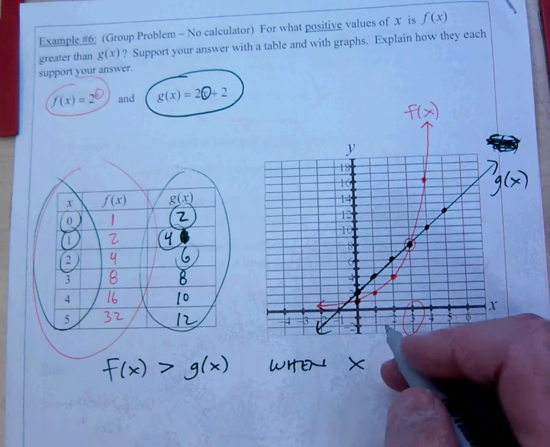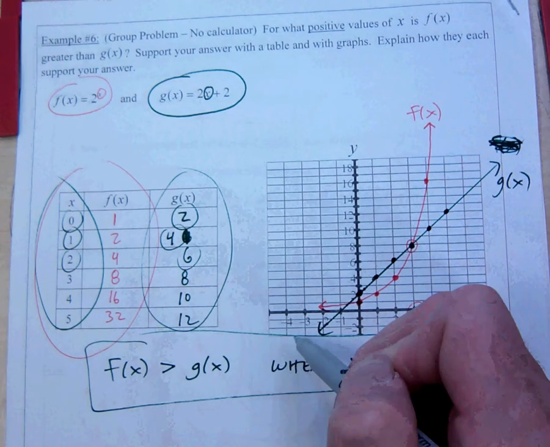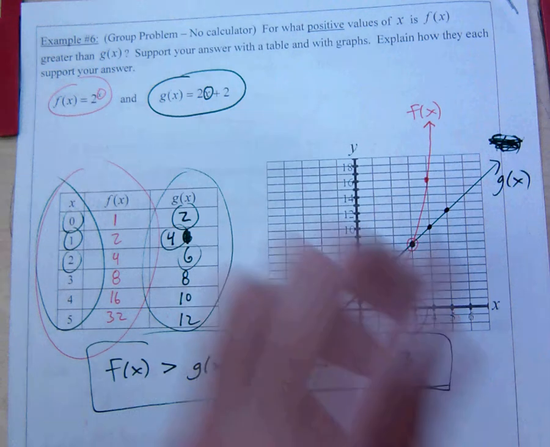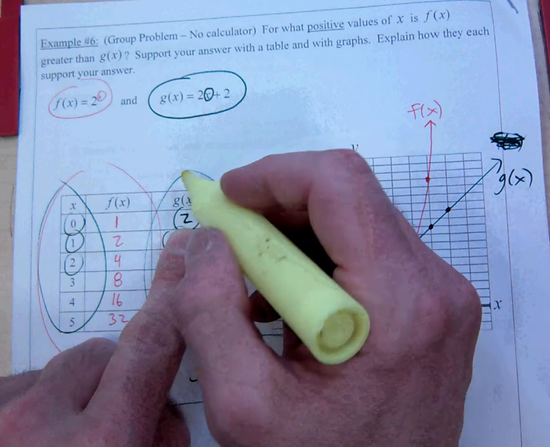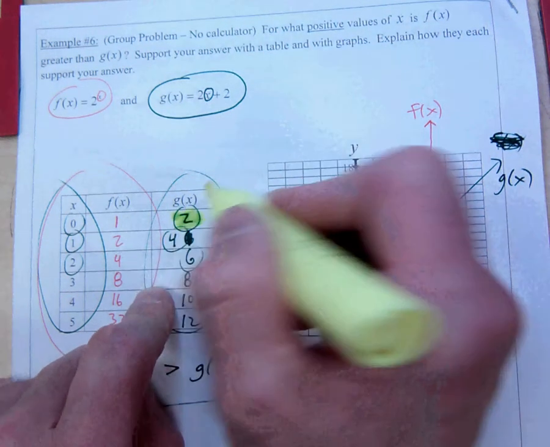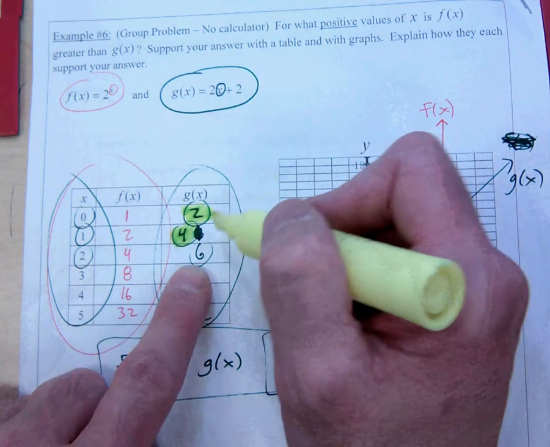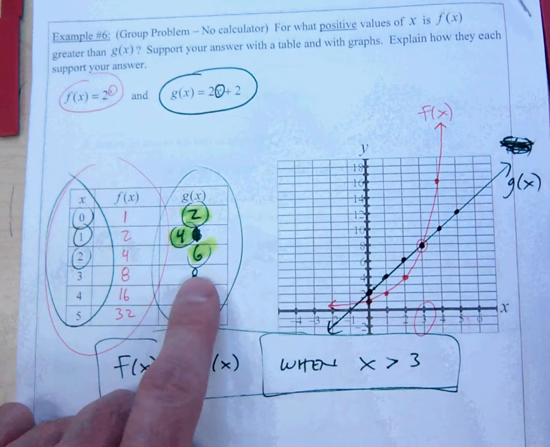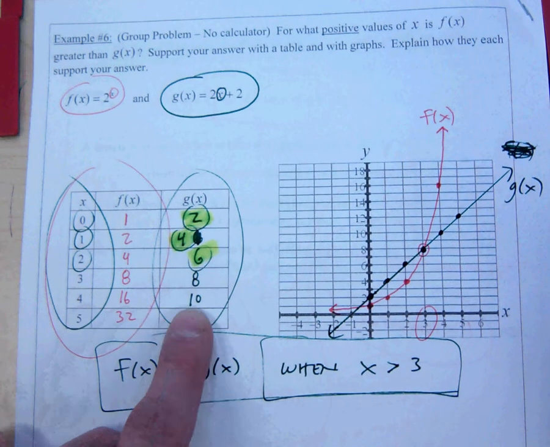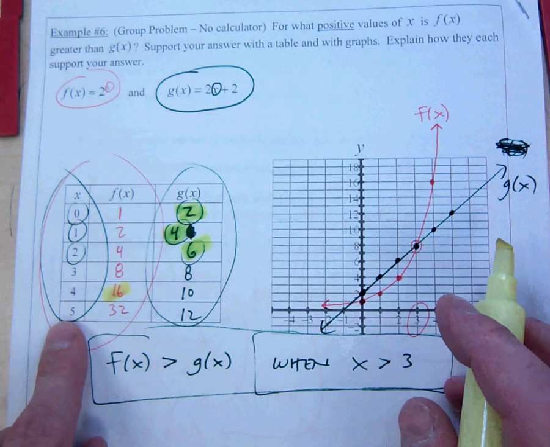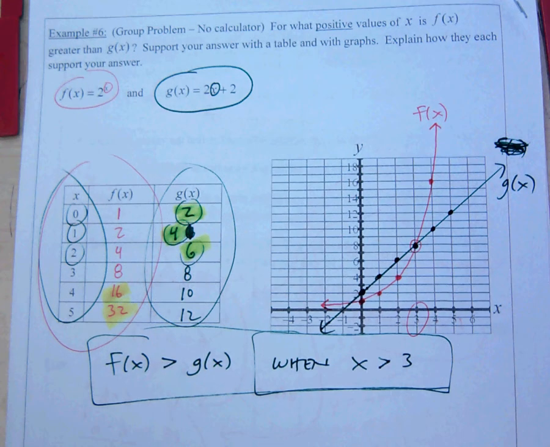All right, now if you don't see it with the graph, let me show you in the table. Are you ready? When x is 0, what's greater, f of x or g of x? G of x. When x is 1, what's greater? G of x. When x is 2, what's greater? G of x. When x is 3, what? Neither of them, they're equal. What about when x is 4? What's greater, f of x or g of x? F of x. How about when x is 5? F of x. So you can clearly see at x equals 3, they are equal.